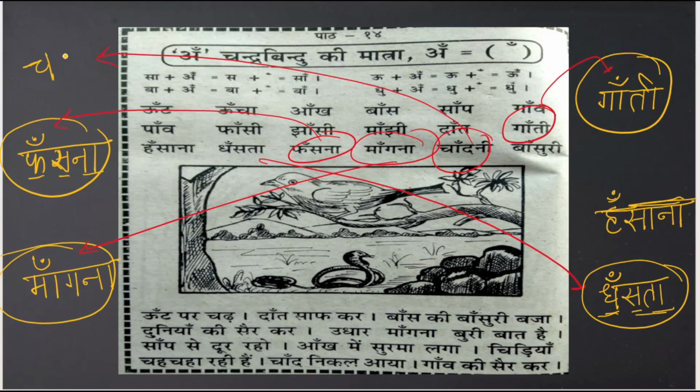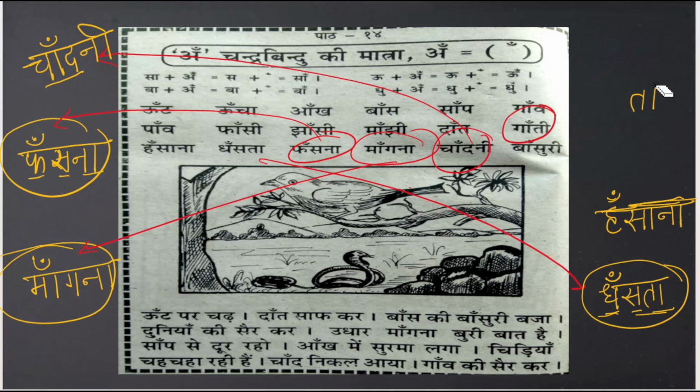This is letter Cha, this is mother of A, and this is Da, this is Na, this is mother of Badi E. It became Chandni. Chandni means moonlight. I think it is very clear to you now.